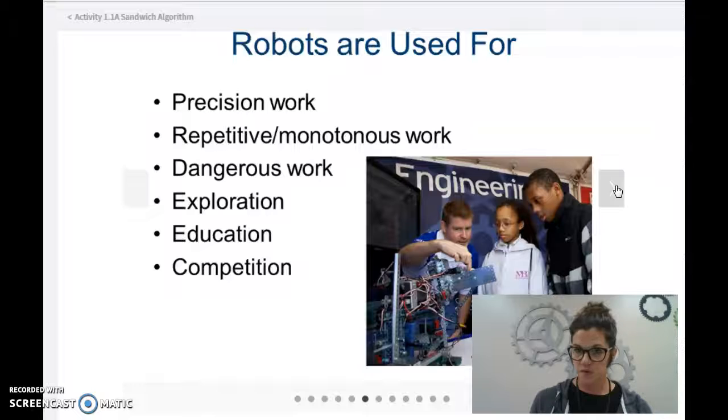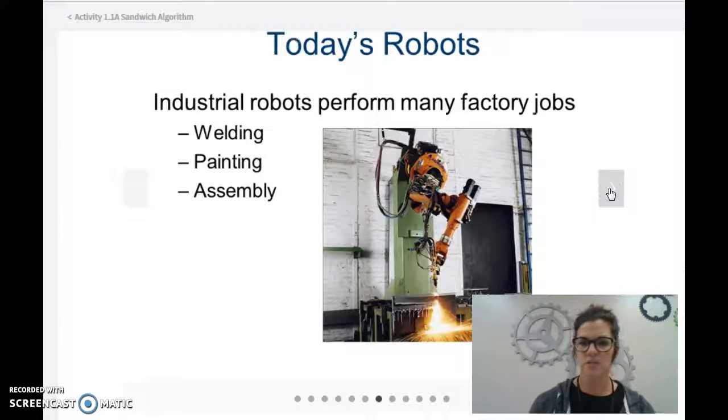Here are some examples of what they're used for. We use them for precision work, like we talked about earlier, that repetitive, monotonous work, things you do over and over again. The dangerous work, exploration, education, competition. So if you see in this picture right here, this looks like probably some kind of robotic competition where kids are able to go around and see the different types of robots that the different competitors create to compete in these competitions.